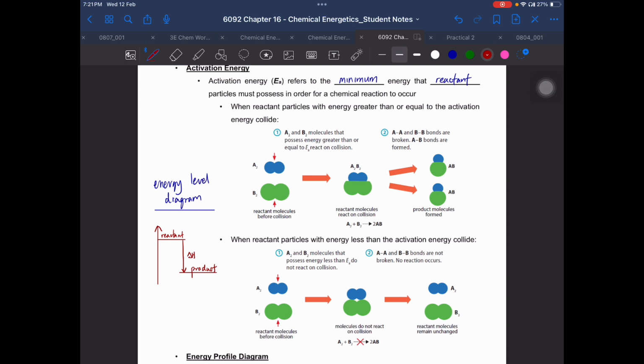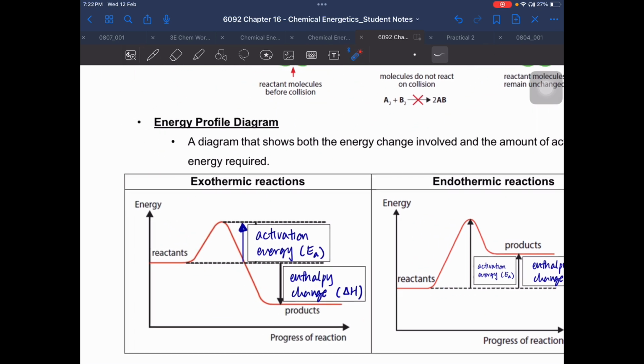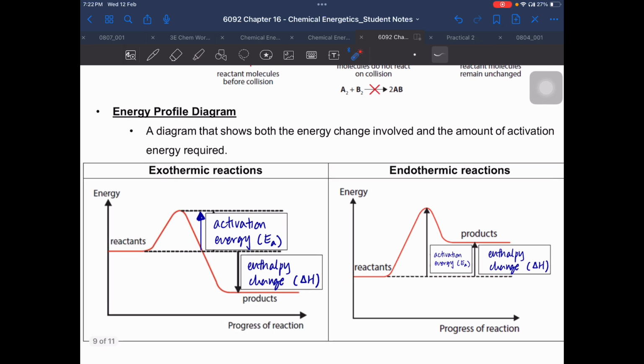Now, when it comes to the energy profile diagram, what we have to account for is this concept of activation energy. So it will look slightly different. In terms of energy profile diagram, the exothermic and endothermic reactions are as shown over here on the screen. But let's talk a bit about the exothermic reaction first.